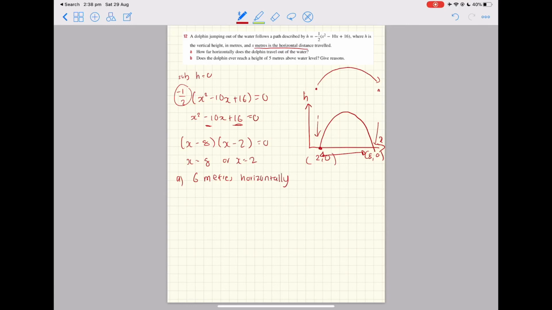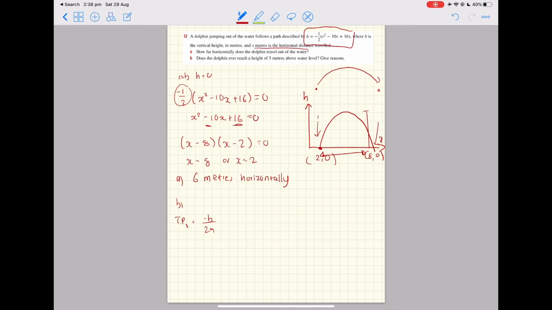Part B reads: does the dolphin ever reach a height of 5 meters above water level? And you need to give reasons. So essentially it's asking, will the dolphin be able to reach a height of 5 meters or not? You will need to find out what your turning point is going to be. To find your turning point, we can use the formula -b/2a. That's one of the options. For part B, you would use this formula to find your turning point, referring back to the original equation.